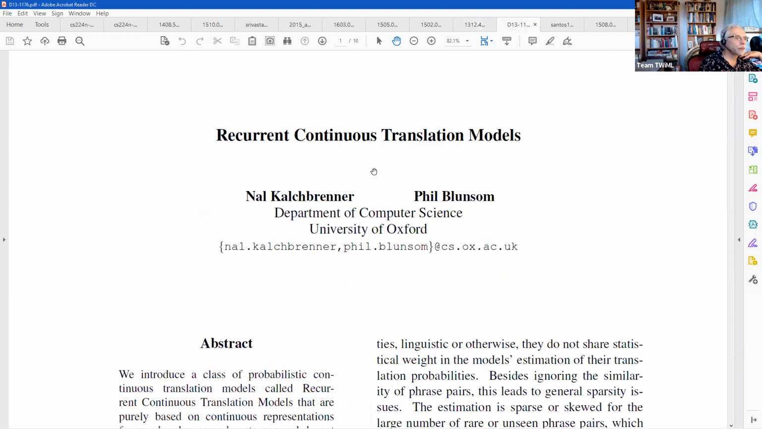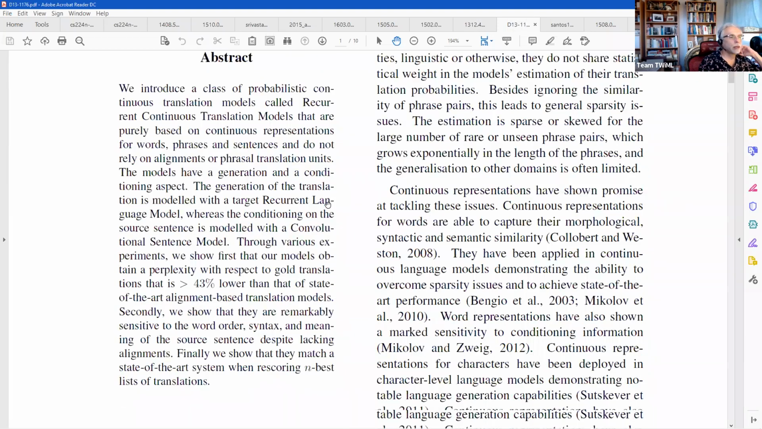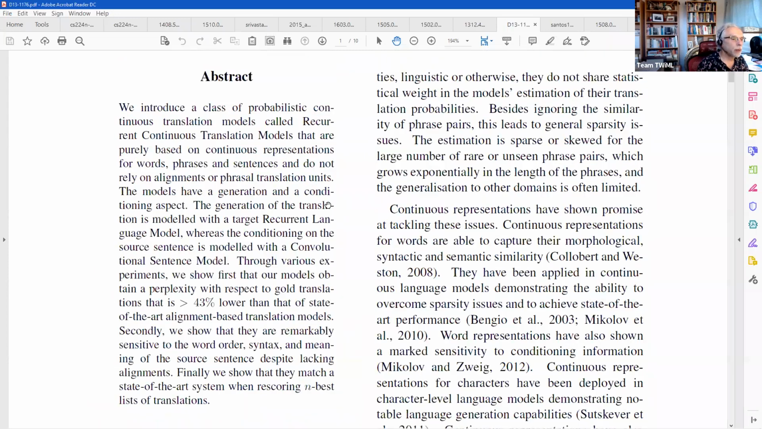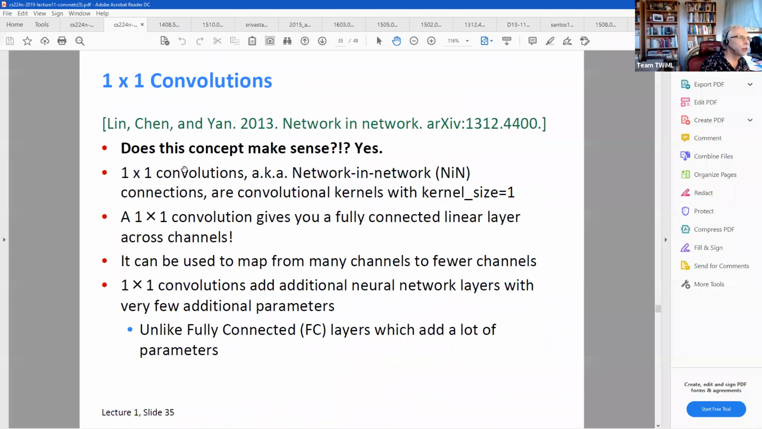Let's see. So that's network in network. Recurrent continuous translation models is another paper that he talks about. Maybe we should refer back to the original notes to see what he says about these papers. So here's what he says about 1-by-1 convolutions, aka network in network, which are convolutional kernels with kernel size 1. To tell you the truth, I did not get that out of this network in network paper. I didn't see anywhere where he was talking about 1-by-1 convolutions.